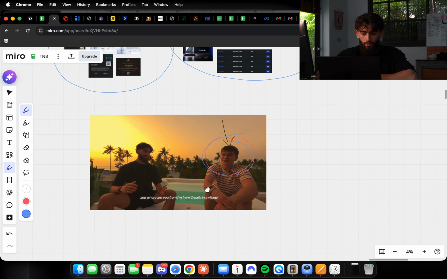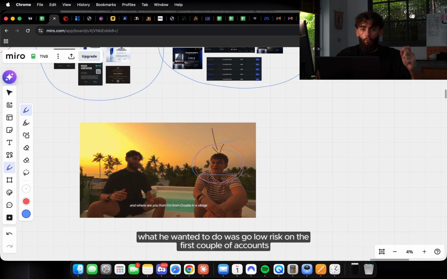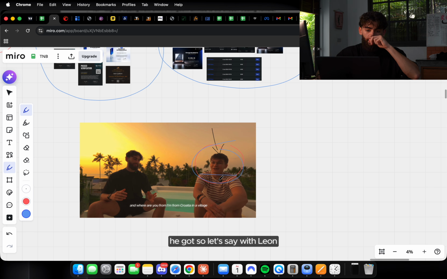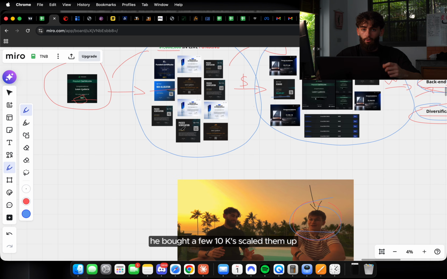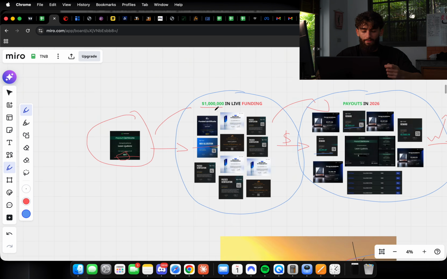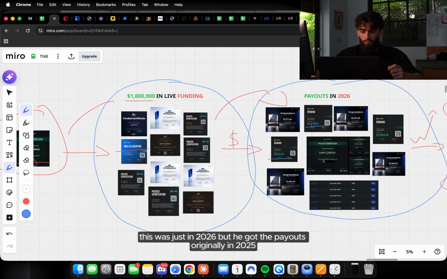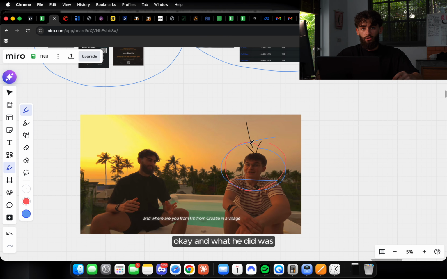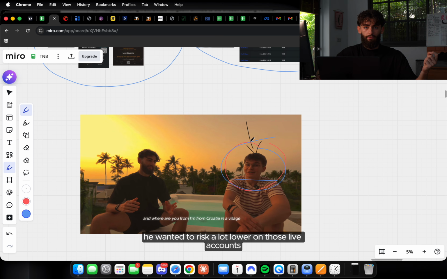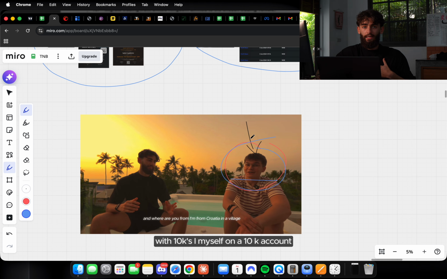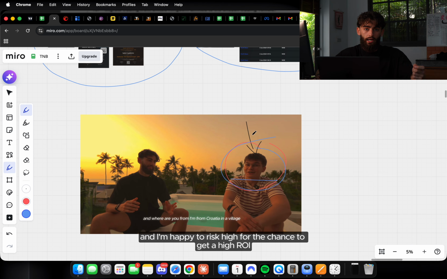But for Leon, what he wanted to do was go low risk on the first couple of accounts he got. So let's say with Leon, he got his $81 payout, he bought a few 10Ks, scaled them up, ended up getting some payouts of ACG. This was just in 2026, but he got the payouts originally in 2025, okay? And what he did was, he wanted to risk a lot lower on those live accounts with 10Ks. I myself, on a 10K account, I'd be risking $200 or nothing because I don't care about a 10K account and I'm happy to risk high for the chance to get a high ROI.